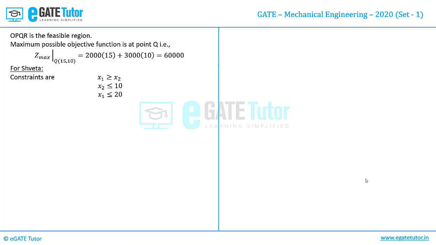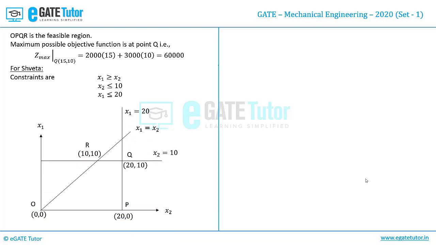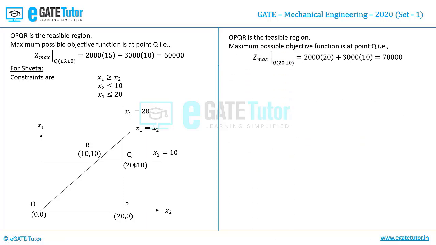When we plot these on an x1, x2 graph, we get this, where the horizontal line is again x2 less than or equal to 10, the vertical line is x1 less than or equal to 20, and the line passing through origin is x1 greater than or equal to x2. Here also the feasible region is O, P, Q and R, and among these four points again we can see that point Q can contribute to the maximum objective function, and substituting that gives us the objective function to be 70,000.